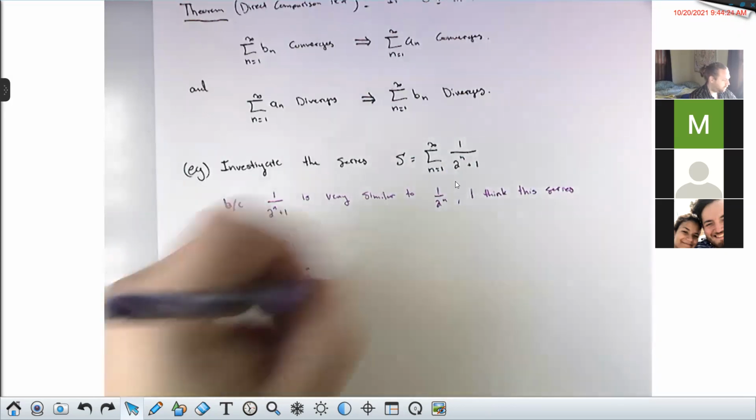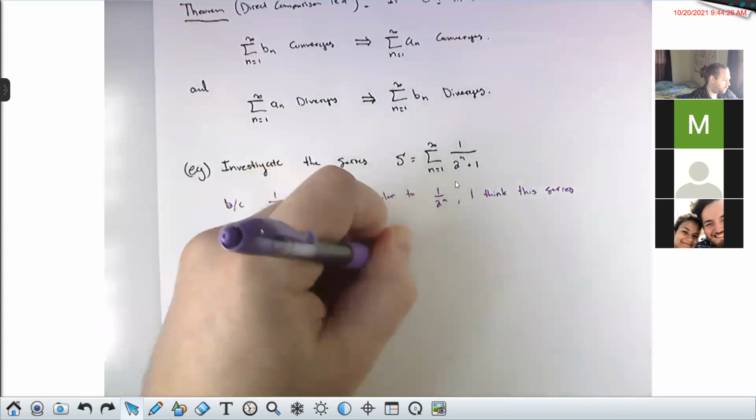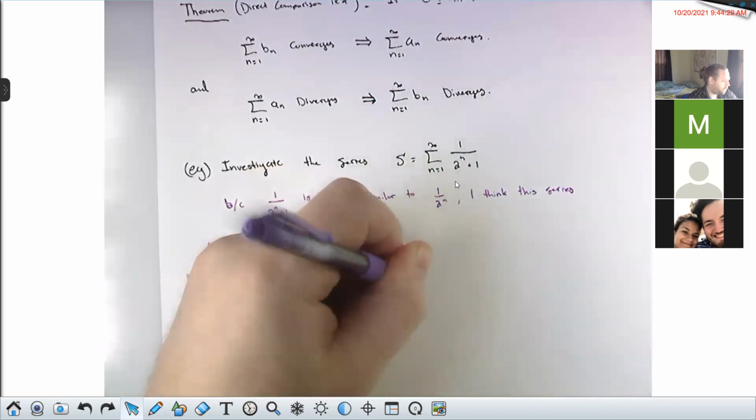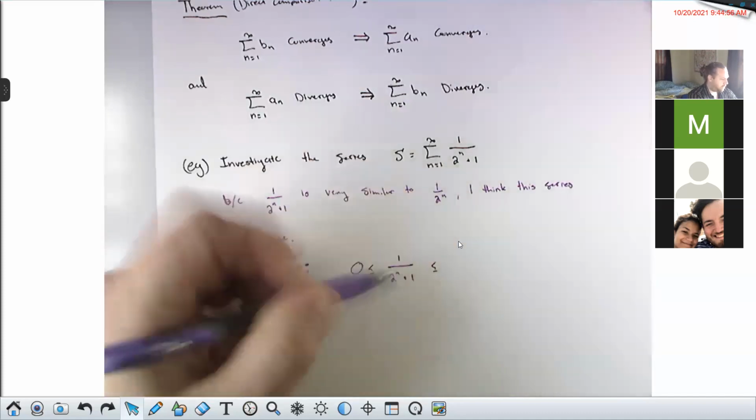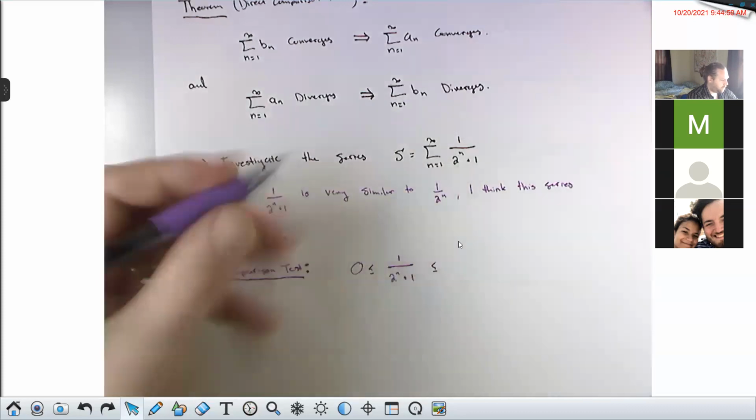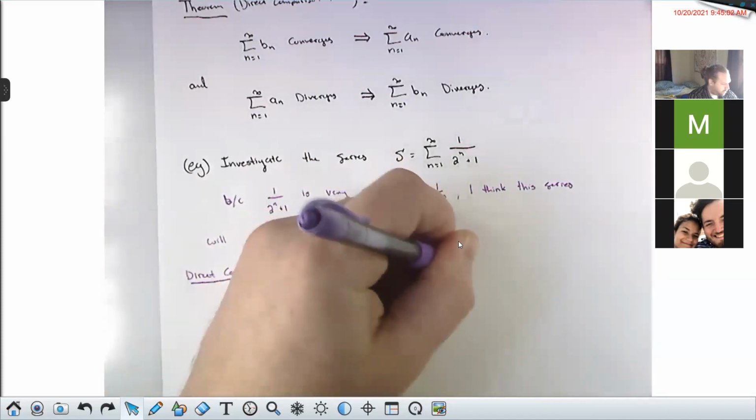So here's what I would say. First off, 1 over 2 to the n plus 1, definitely positive, right? 2 to the n is always positive. You add 1 to a positive thing, it stays positive. You take the reciprocal of a positive thing, it stays positive. The terms of this series are like 1/5, and then 1/17, and then 1/33, and so on. All of the terms of this series are positive. And what's more, since this denominator is 1 bigger than 2 to the n, the whole fraction is smaller than 1 over 2 to the n.